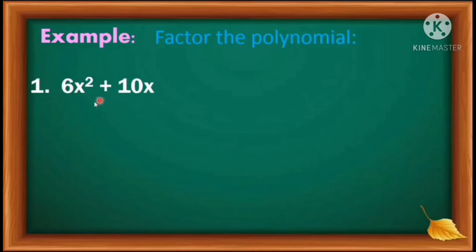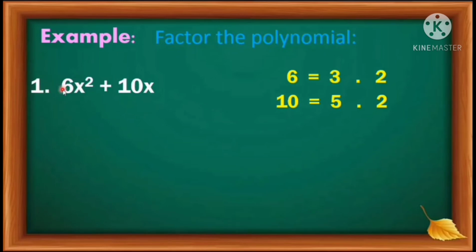What are the numerical coefficients in this given? In the first term, the numerical coefficient is 6. In the second term, the numerical coefficient is 10. So, ibig sabihin, kukunin natin yung GCF ng 6 at saka ng 10. Paano natin kukunin yung GCF ng 6 at saka ng 10? All we need to do is to find its prime factors.